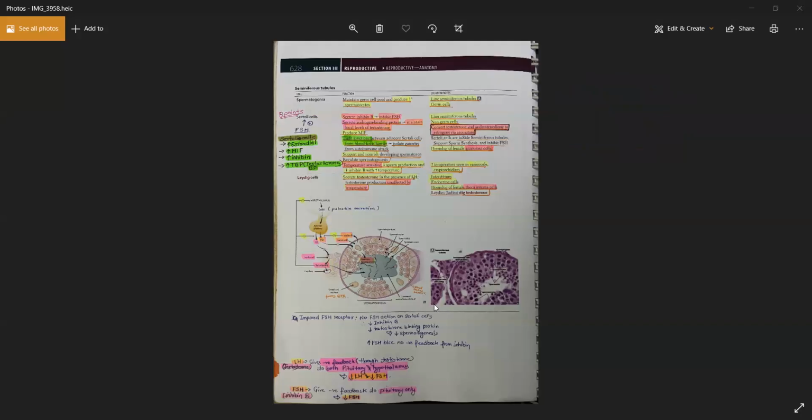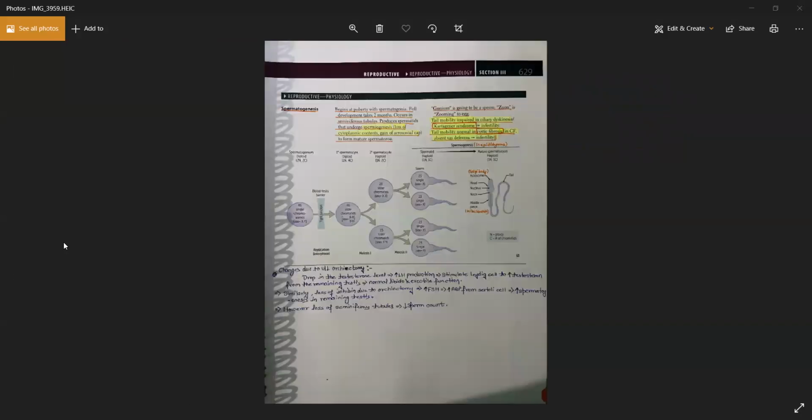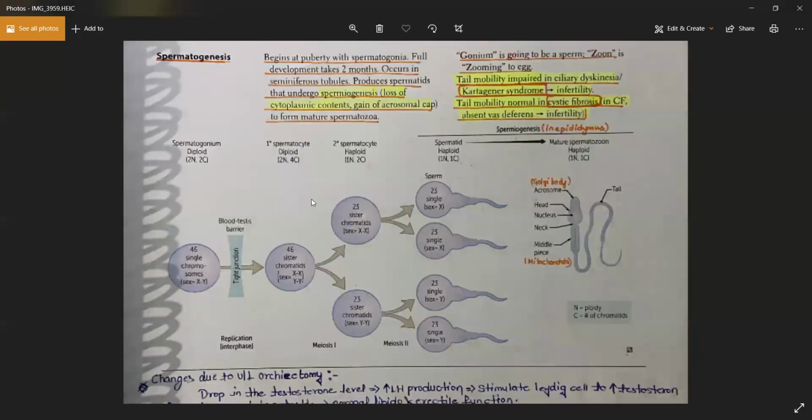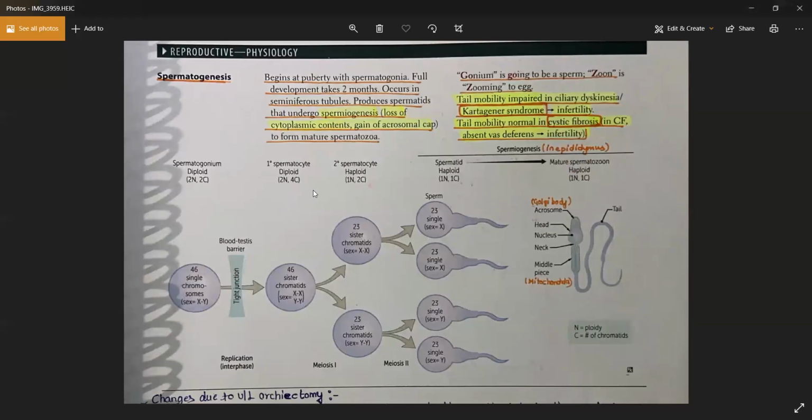So now let's move forward. Let's discuss the reproductive physiology. And first we have spermatogenesis. I told you outside the tight junction, that means outside the blood-testis barrier, you have the spermatogonium. Spermatogonia, just like any other body cells, are always diploid, 2N, 2C. When they're about to divide, they will first become 2N and 4C. That means two different sets of chromosomes with 4 copies.